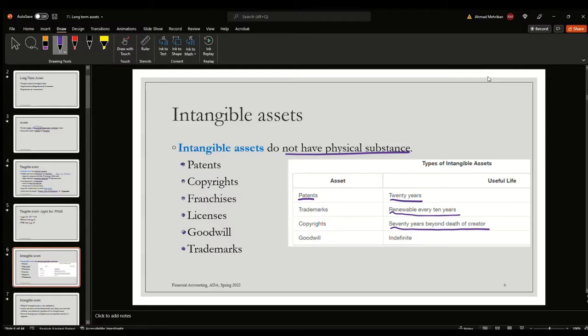And after 70 years, it usually turns into the public domain, and it is already public property. Now, goodwill, on the other hand, isn't indefinite. It has no term whatsoever. It has no useful life whatsoever.